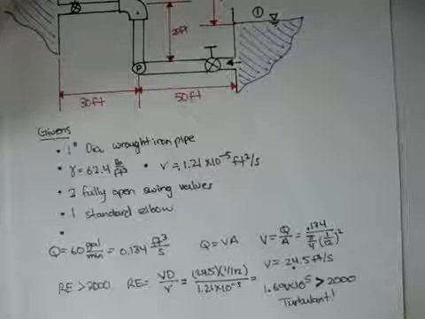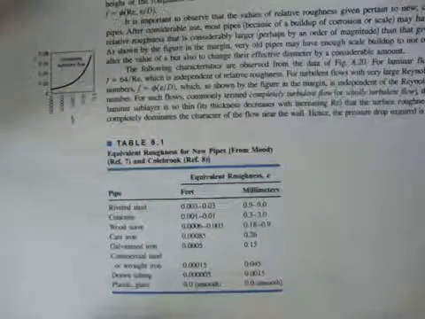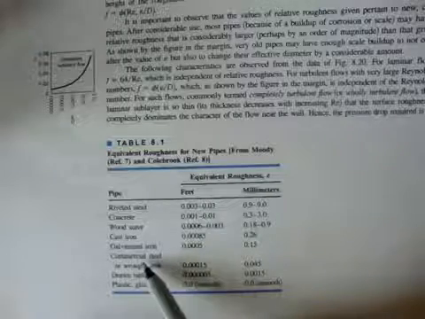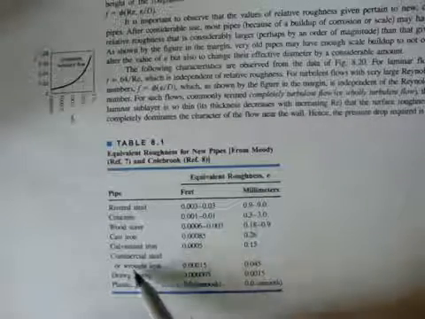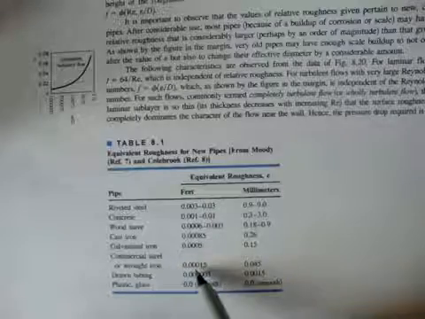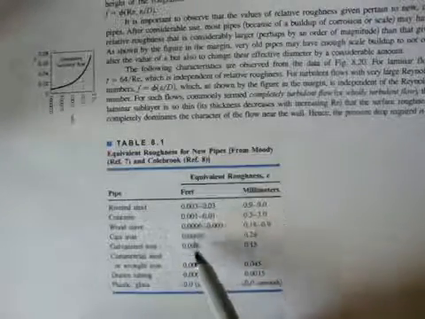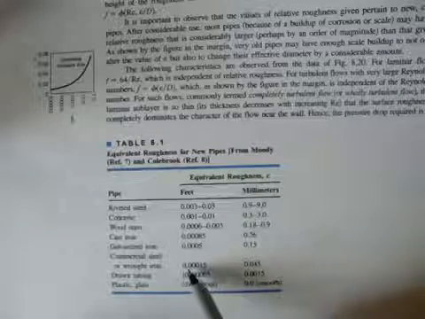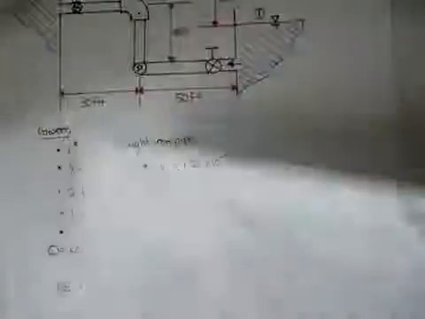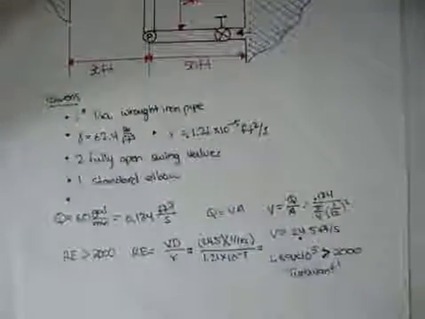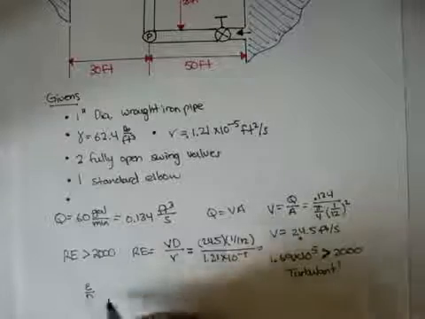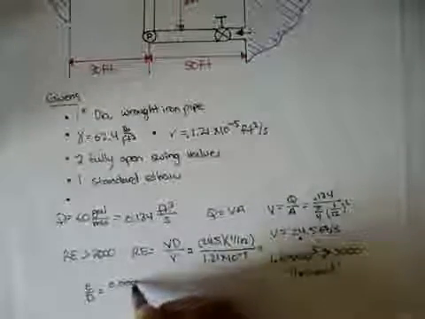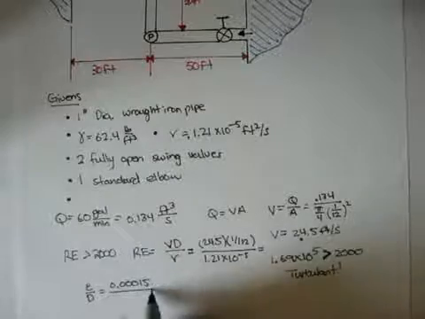Now, one more thing they gave us was the material. And it's a 1-inch diameter wrought iron pipe. And a wrought iron pipe is just another way of saying commercial steel. Okay? So for wrought iron pipe, since we're in US customary units, our epsilon is going to be 0.00015. Okay? So our relative roughness, or epsilon over diameter, is going to be 0.00015 over the diameter of the pipe.